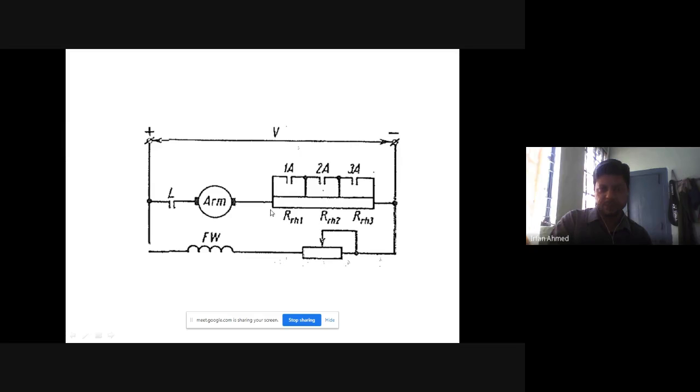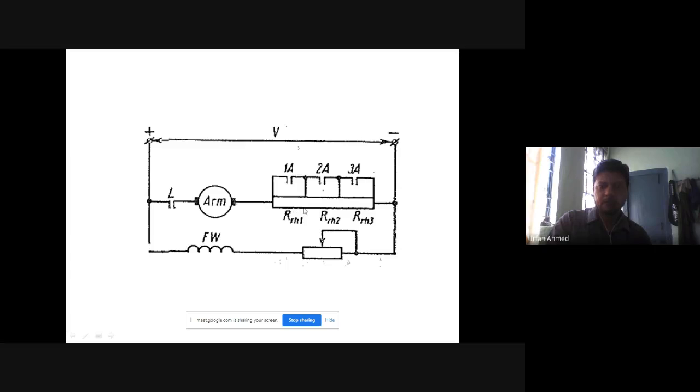After some time, as the motor speed increases and the back EMF increases, the armature current decreases. Now, to maintain fast starting of the motor, you want to keep the armature current at its maximum permissible value. So after some time when the armature current decreases, you will close one of the contactors. Let us say you close contactor 1A. As soon as you close contactor 1A, your external resistance RRH1 is bypassed. It is removed from the circuit. The current now flows through L, armature, 1A, and then RRH2, RRH3.